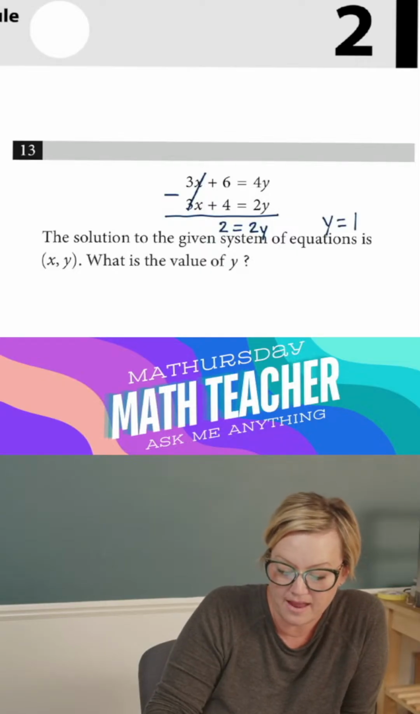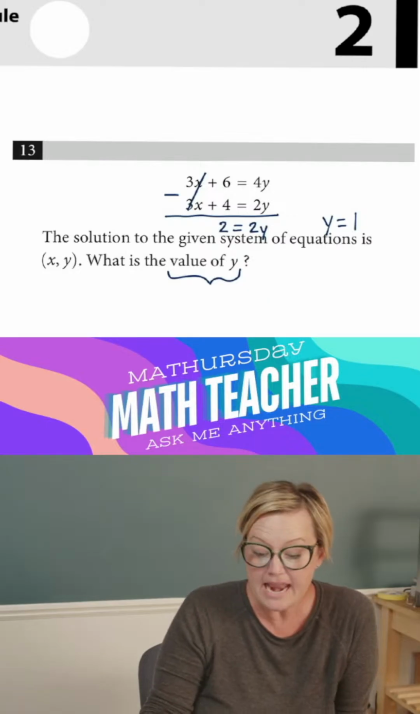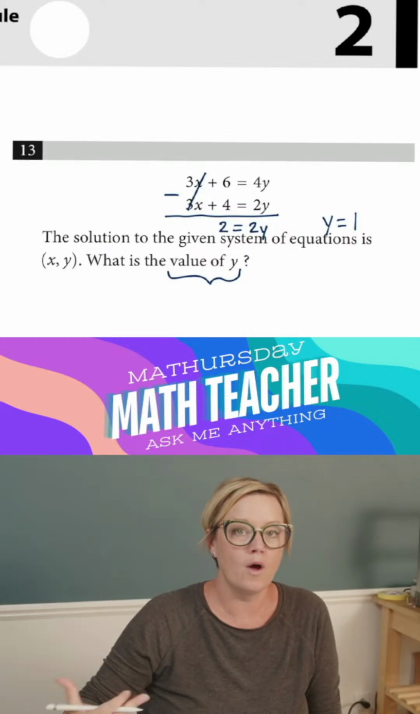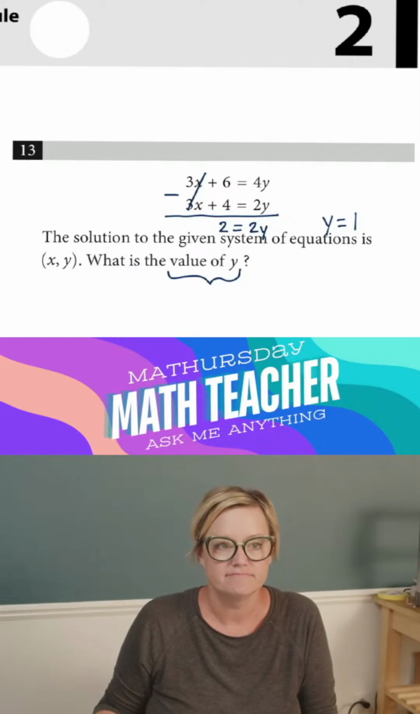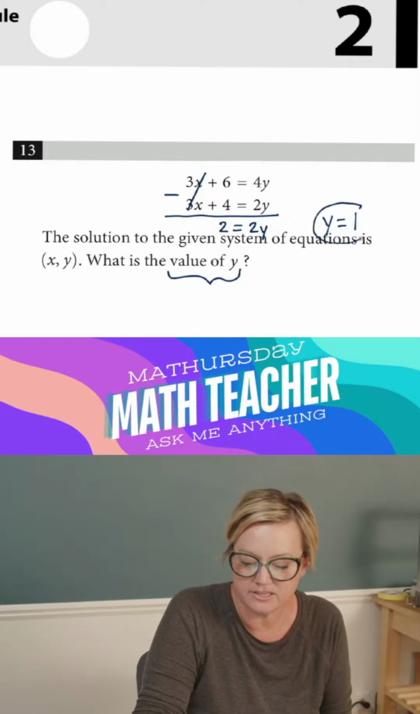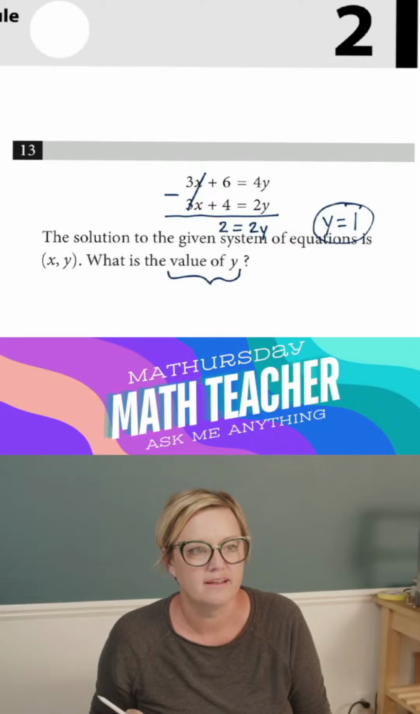And lucky for me, they were asking what the value of y was. It's 1. Now I could go back and plug this in to figure out what my value for x is, but it doesn't really matter. I don't need to know. So in this case, I can just move on. I would put 1 down and I would move on.